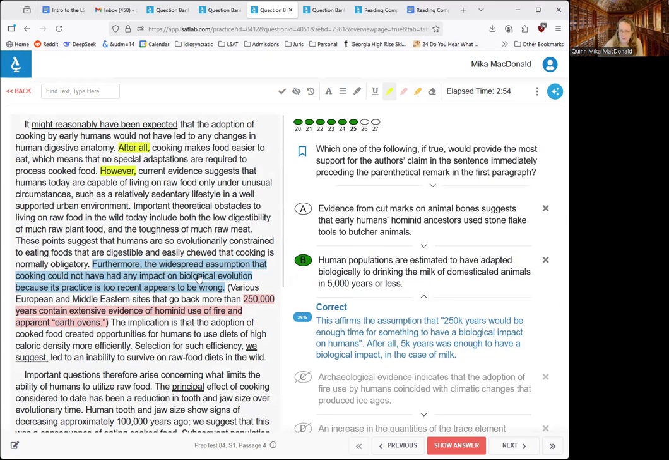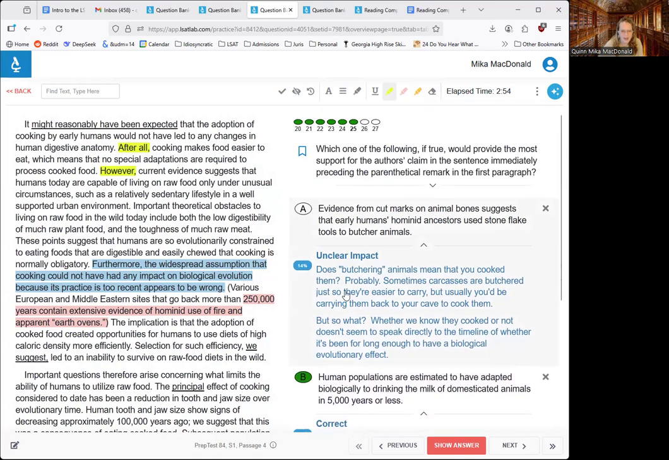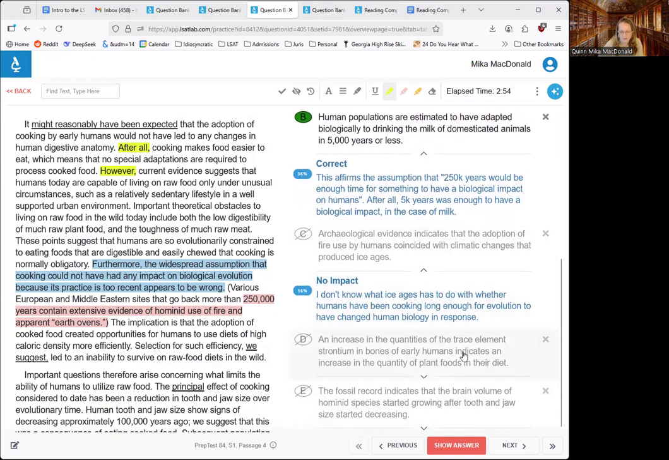And we need to think about what we're strengthening and how we could strengthen it. So I thought about what was the claim. I thought about what existing evidence the author provided, and then I thought what would be a good complement to that evidence. And from that perspective, B becomes the obvious answer. So let's just look. 14% chose A, which is a bit goofy. Like, why does butchering animals with stone tools tell us anything? We have C. Again, I'm not sure what ice ages have to do with it.